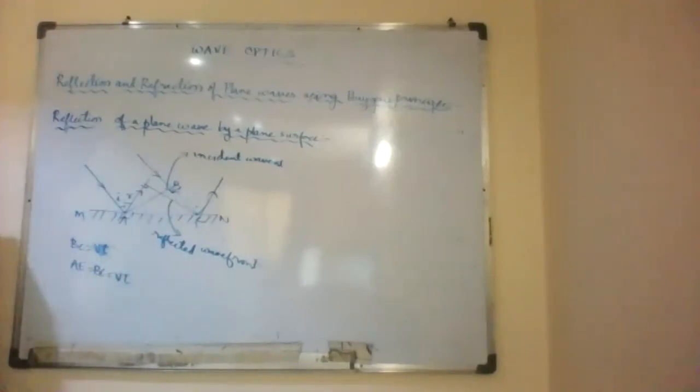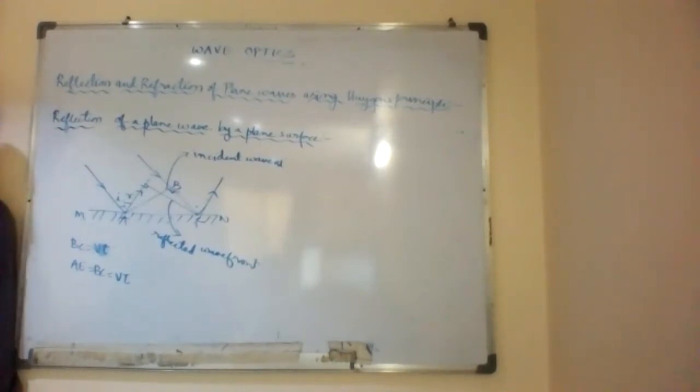So both are equal because they're traveling in the same medium, right? They're reflecting back in the same medium. So that is the reason they are exactly equal. That's it. That is about the reflection of the wave. We'll discuss prism, lens, and mirror. Three things we'll discuss now.